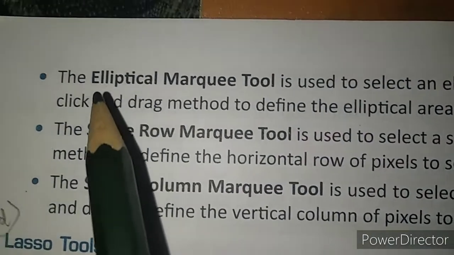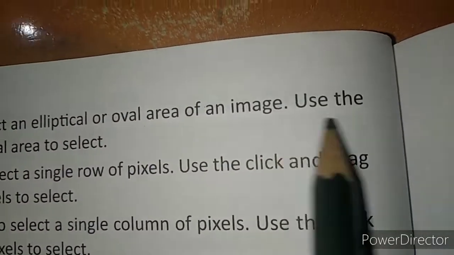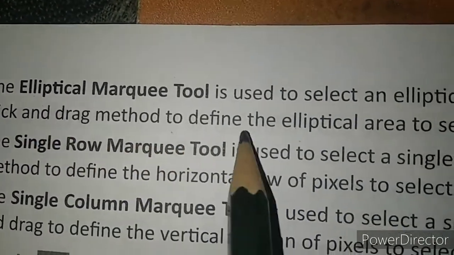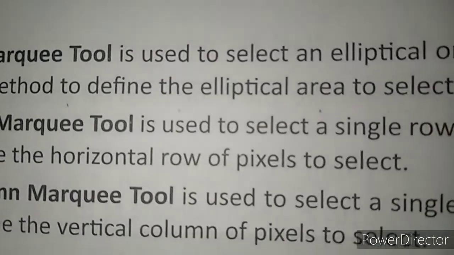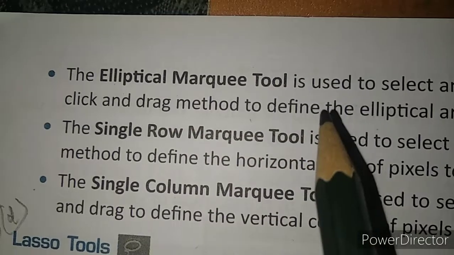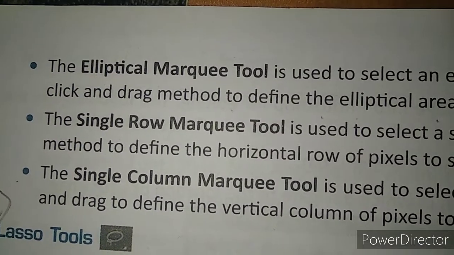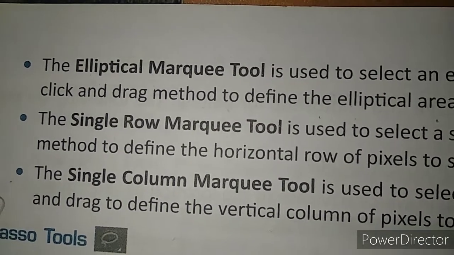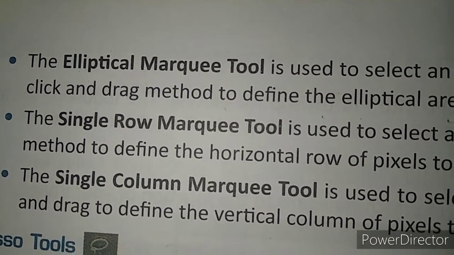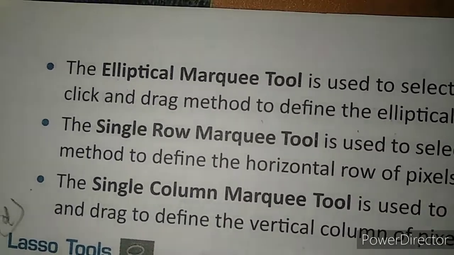Now the next marquee tool is the elliptical marquee tool. It is used to select an elliptical or oval area of an image. To use it, click and drag to define the elliptical area to select. It is just the same as the rectangular tool, but the shape is different. So if you want to select an oval or circular area, then click on this elliptical marquee tool and point and drag on that particular portion that you want to select, and the elliptical area will be selected.